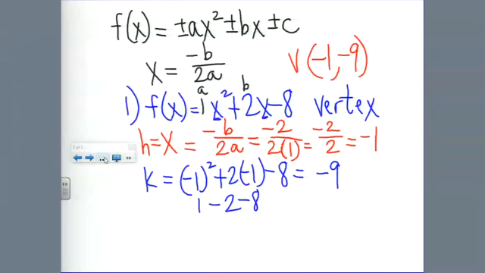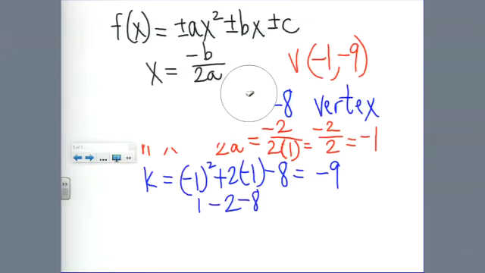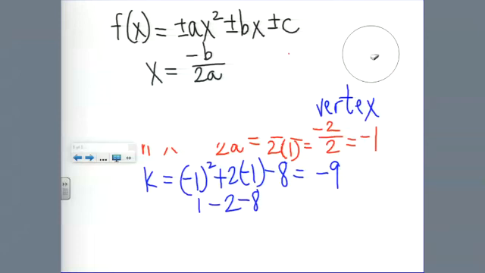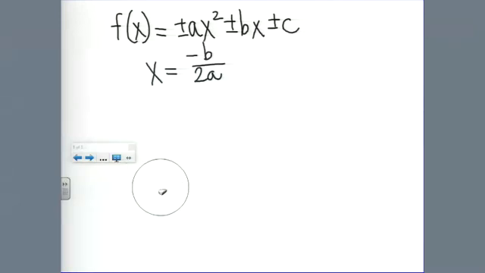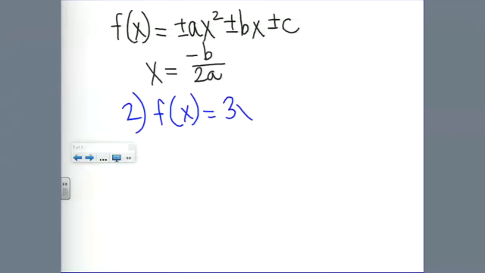Let's look at another function. And this function is also in our standard form. And we need to find just the vertex only. So we have the given function f of x equal to 3x squared minus 2x plus 8. Again, a quadratic function in standard form, we can use our shortcut formula.